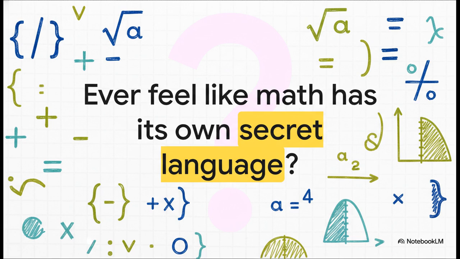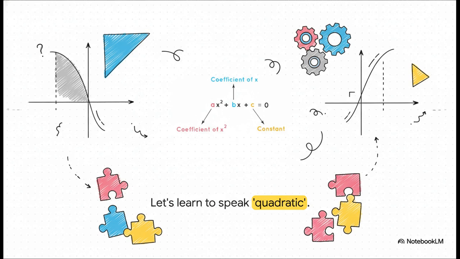You've got all these symbols, these new terms, all these rules. But, just like any language, once you get the hang of the grammar, you can start speaking it fluently. And that is exactly our goal today. We are going to learn the language of quadratics. We'll break down how to read them, how to simplify them, and how to combine them. So, you ready? Let's dive in.